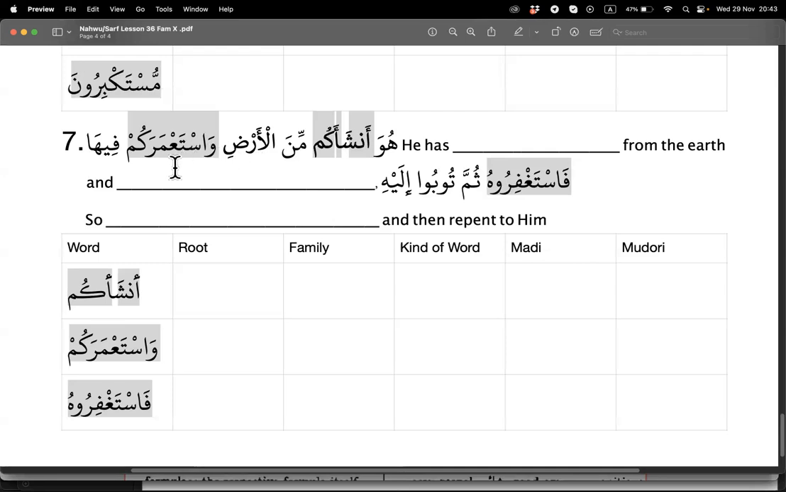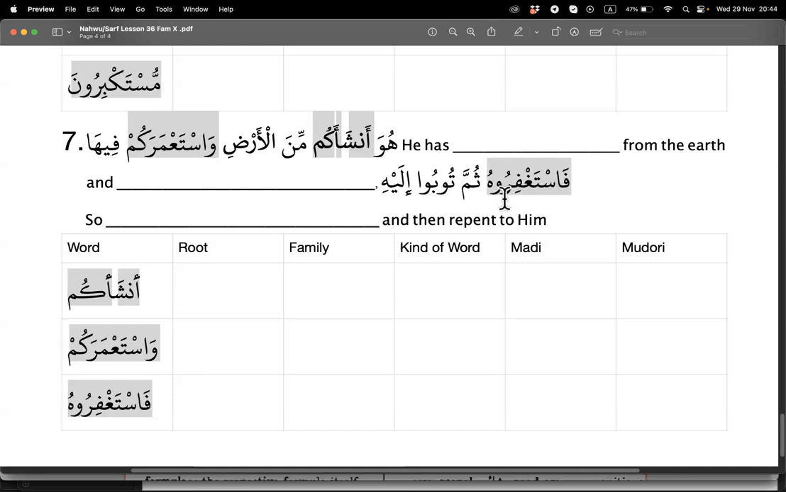Yes. And then Wasta'marakum, I don't know what's the amr. Okay, wasta'mara, family ten, is to settle. To settle down, like let you live, settle. So, ansha'a is what? Ansha'a is to produce. Produce you from the earth. So you come from the earth and then settle you all where? In the earth, basically. Okay.